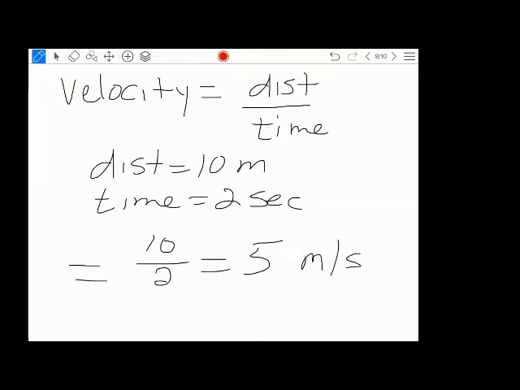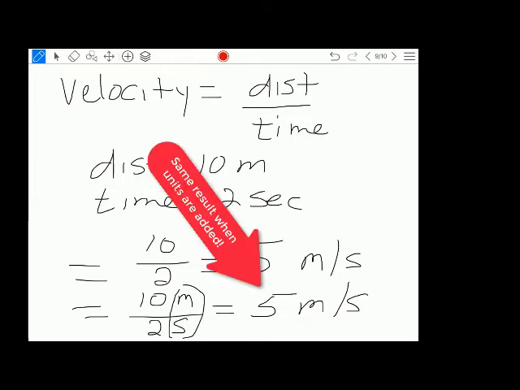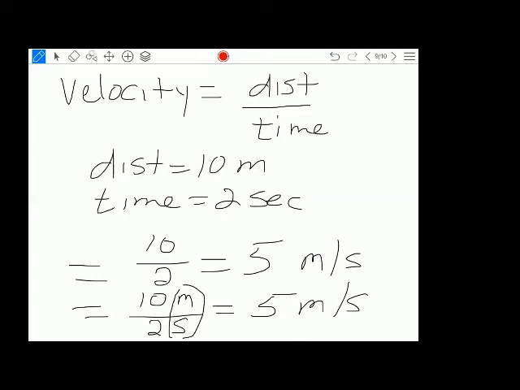Now the units are here, but they don't factor into the equation at all, with the exception of adding clarity. So this equation is the same one if I do 10 meters over 2 seconds. I get the exact same result. These units, again, don't factor into the equation at all. All they do is give me clarity, knowing that my units are consistent from one calculation to the next.